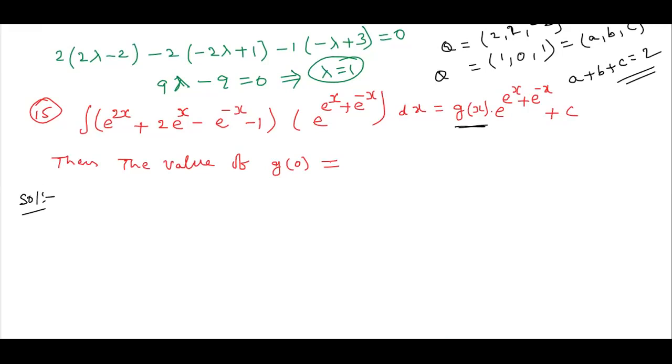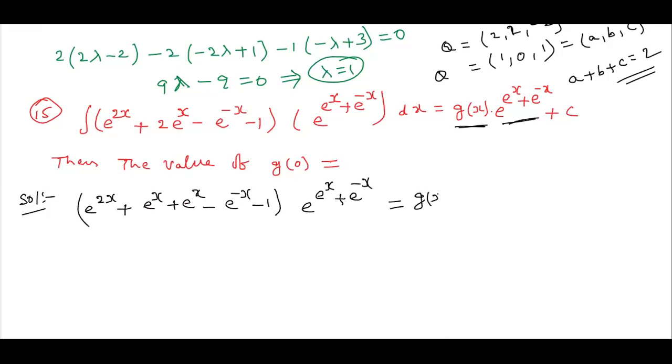Differentiate on both sides. What happened? On the left hand side, integration and derivative are going to cancel. We get e power 2x plus 2 into e power x, that is, I am writing e power x plus e power x minus e power minus x minus 1 into (e power x plus e power minus x). That is equal to, here two functions are there. Apply the UV rule. G of x is constant.